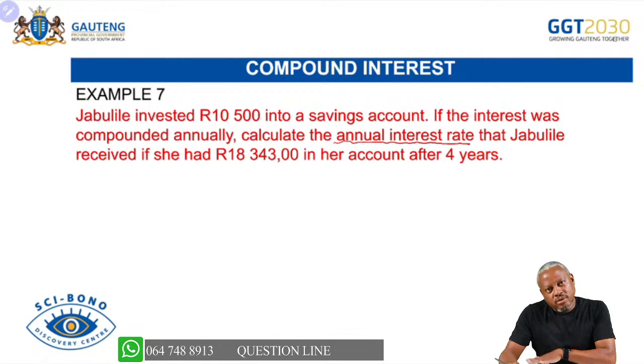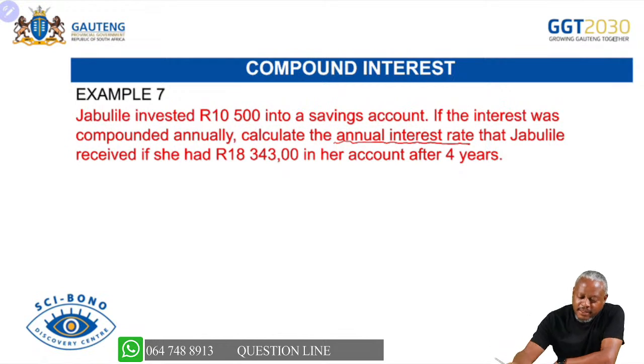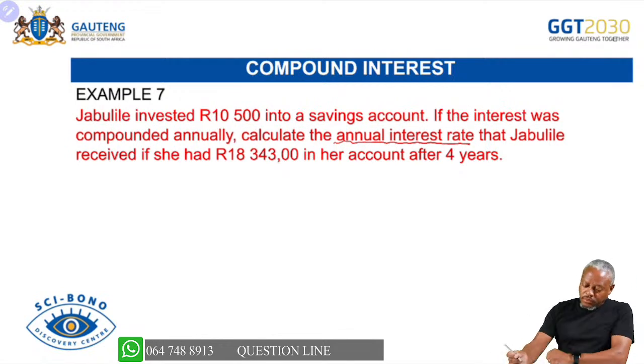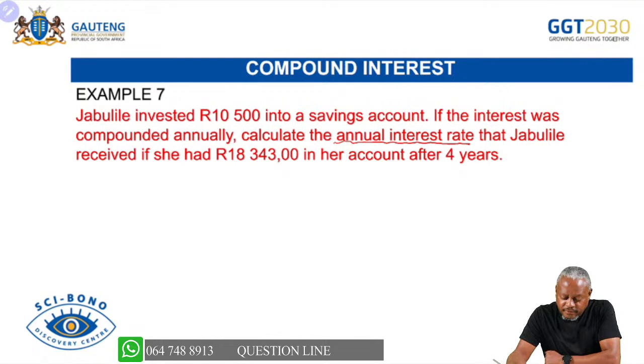Sometimes you'll be asked to calculate P, which is the principal amount. You'll be asked to calculate the interest rate or the number of terms. Now, they're asking us to calculate the interest rate. So what are we looking for? Let us formulate our data now. WLA invested 10,500 into a savings account.